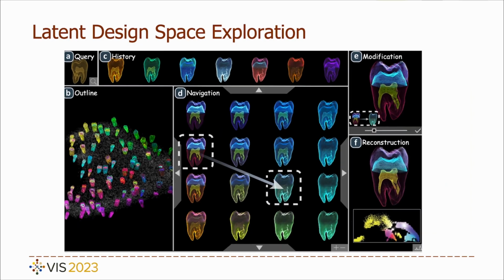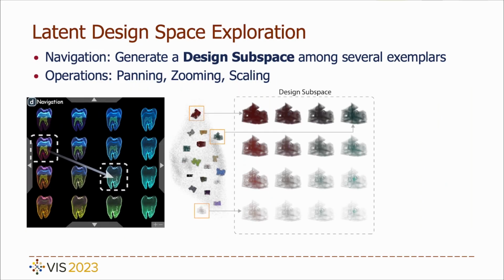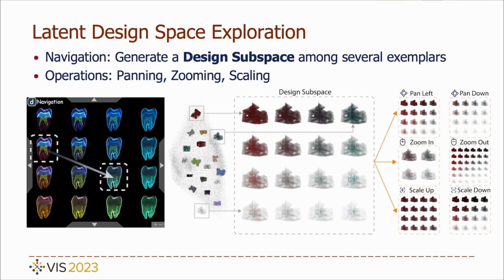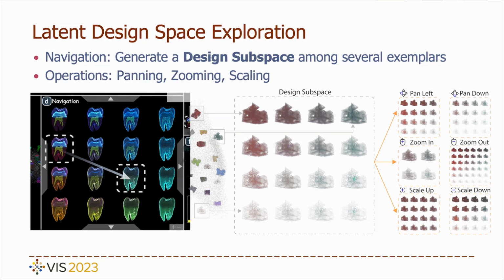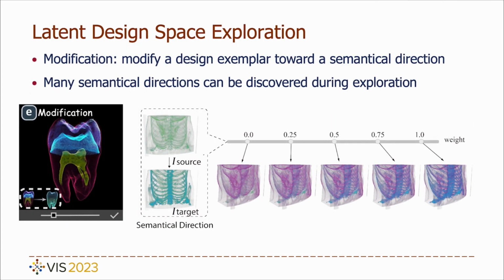In the navigation view, the user can select some design exemplars from other viewers to generate a design subspace among them. Users can use intuitive navigation operations like panning, zooming, and scaling to explore this design subspace. The modification view is designed based on the finding that many semantically meaningful directions can be discovered within the latent space of generative networks. For example, the user can find a semantic direction of adding blue skeleton within our interface and apply it to any design exemplar.